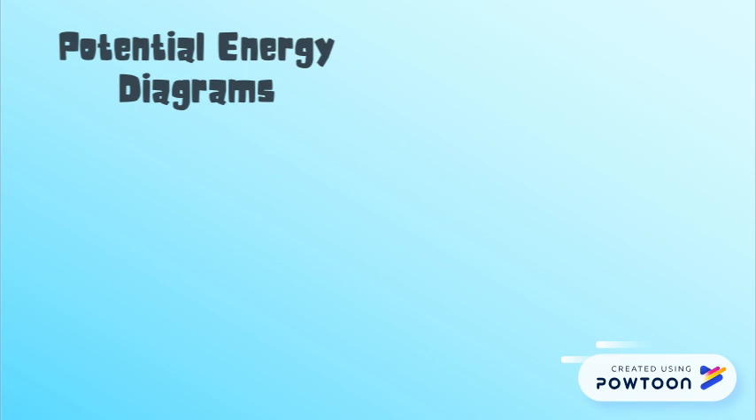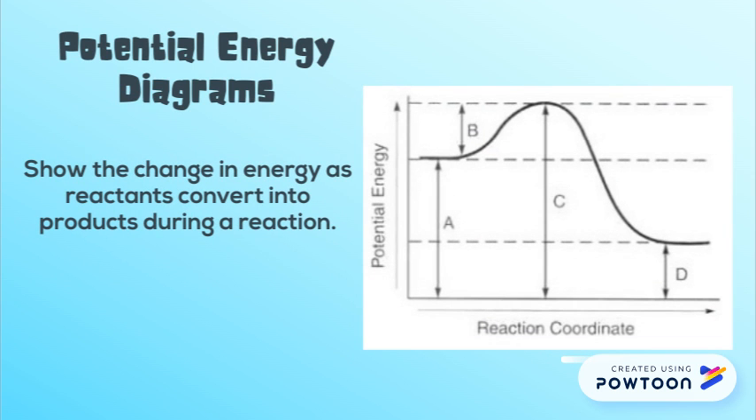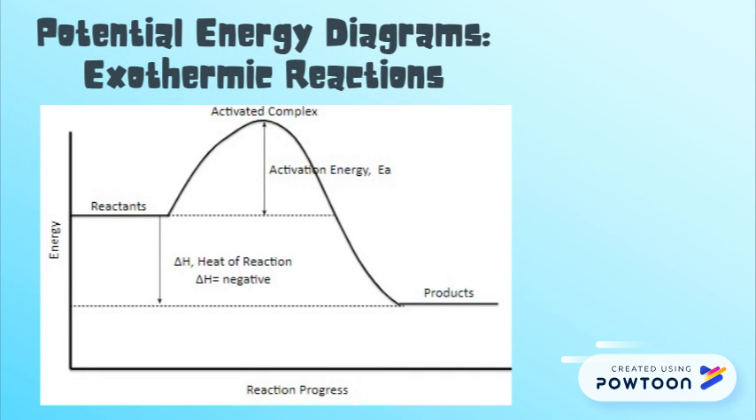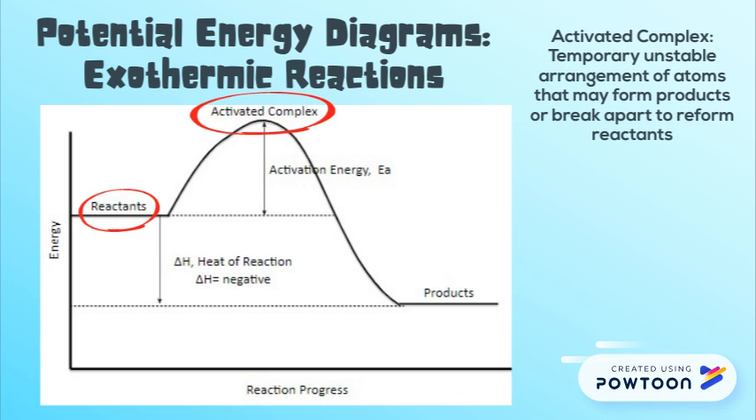To show the changes in energy of a reaction over time, we draw potential energy diagrams. This maps out how the energy changes as our reactants get converted to products. This is the general shape for an exothermic reaction's potential energy diagram. We start with our reactants on the left, higher in energy. The top of the hill, we call that an activated complex. This is a very temporary, unstable arrangement of atoms that forms before our products. And finally, we have our products in the bottom right.